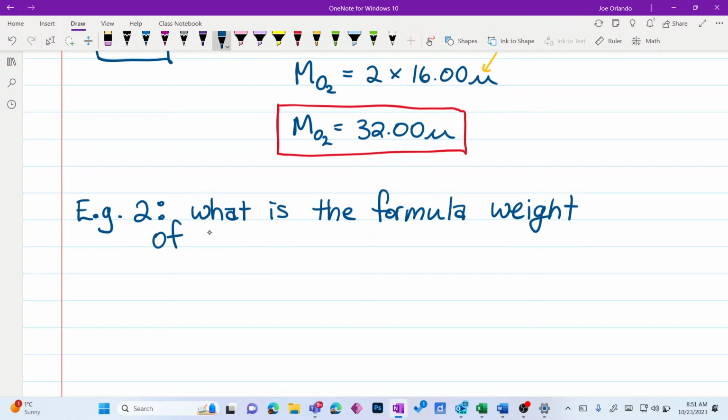Anyway, what's the formula? Okay. What's the formula weight of, and we're going to go sodium nitrate. Now, of course, before we can figure out the weight, we're going to have to figure out the formula, but that's okay. We can do that.